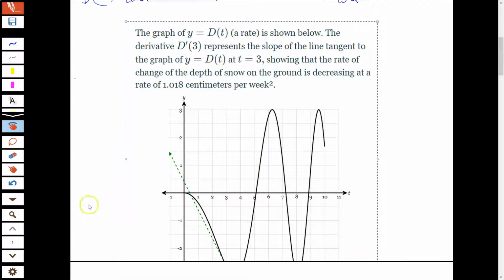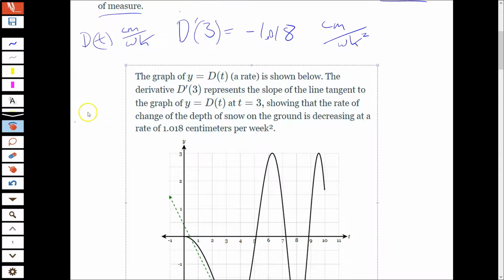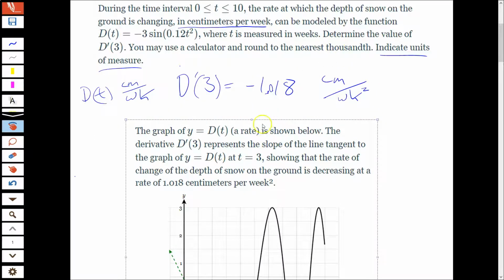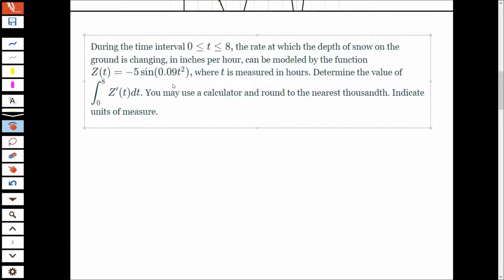We're going to move on to some harder ones in a second. Now's a good time to pause and make sure you can reproduce my result and you understand why I picked the units that I did. So here's another example. This is really similar to the last one, right? The rate at which the depth of snow on the ground is changing is our function z of t.